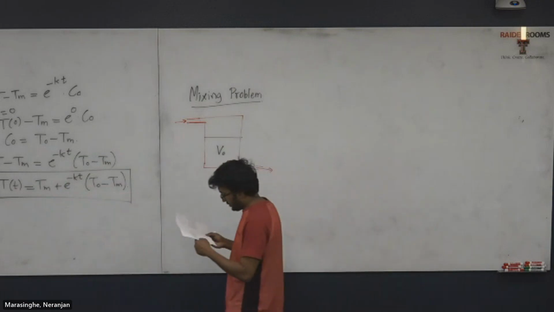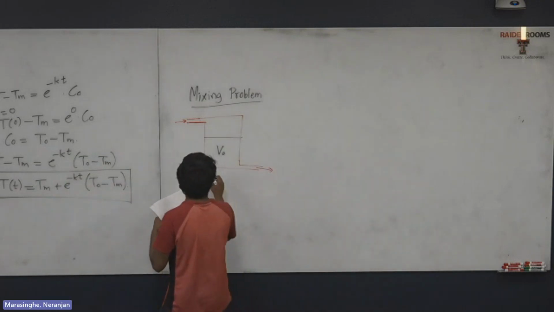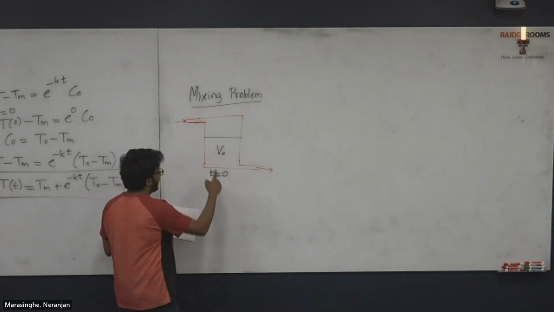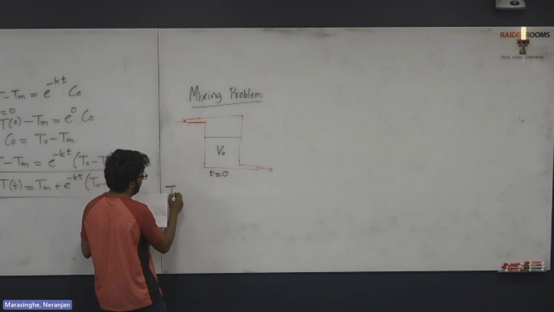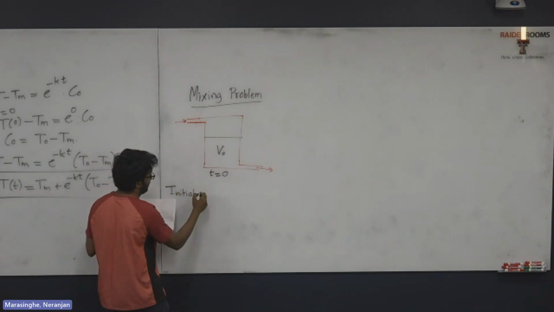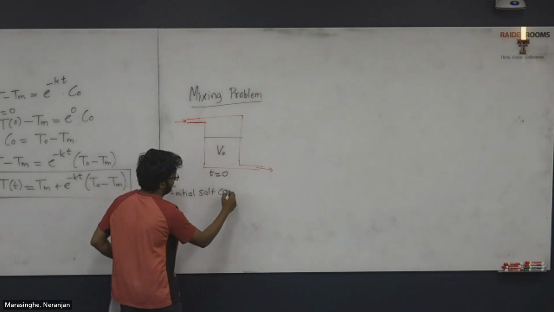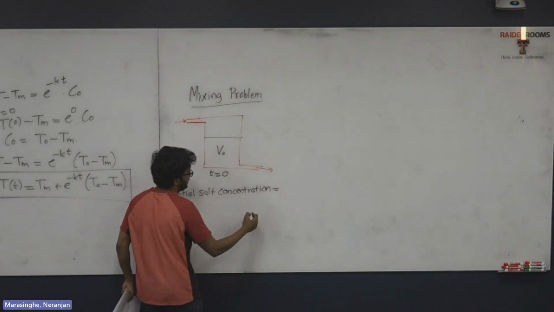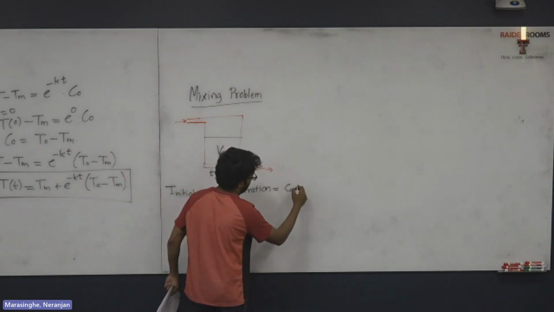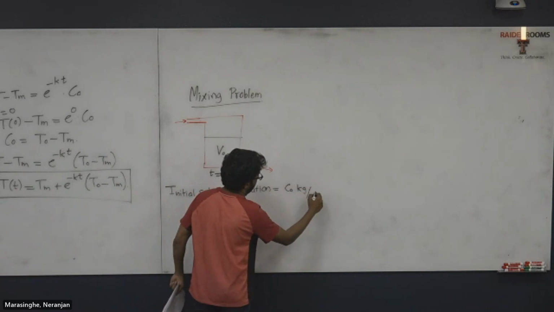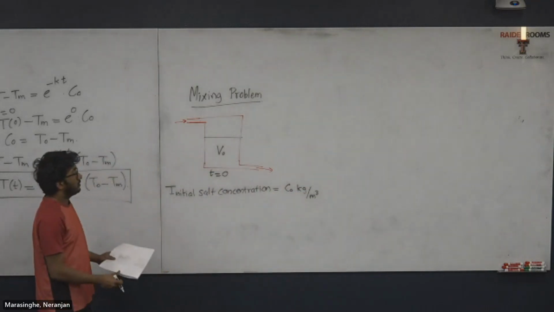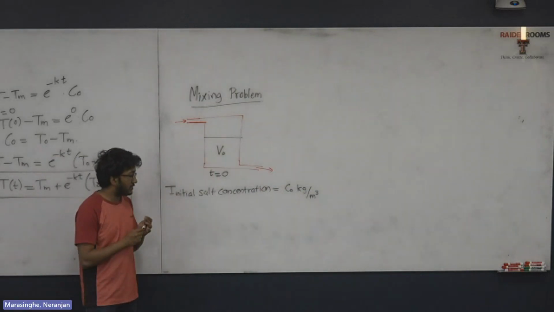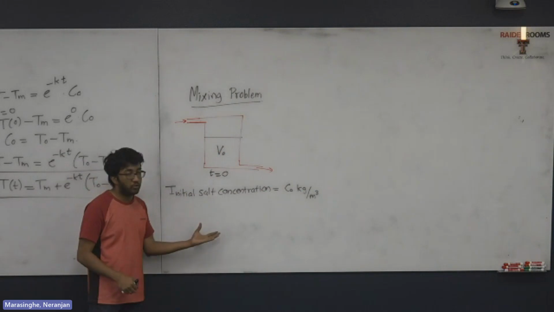So this is time equals 0. There's salt in the tank, so the initial salt concentration is C naught. So you have volume V naught, and the initial salt concentration is C naught kilograms per cubic meter.